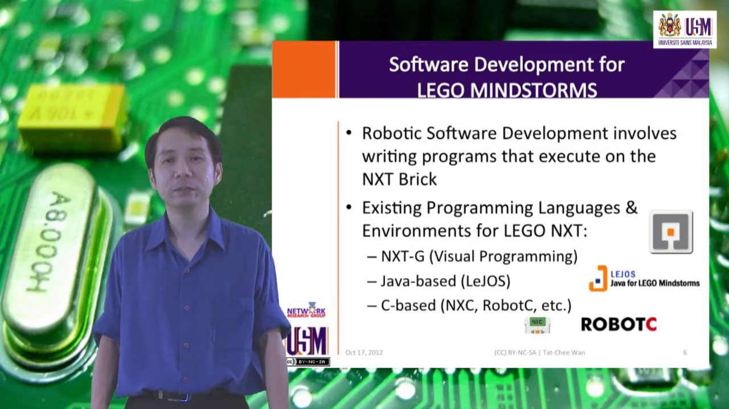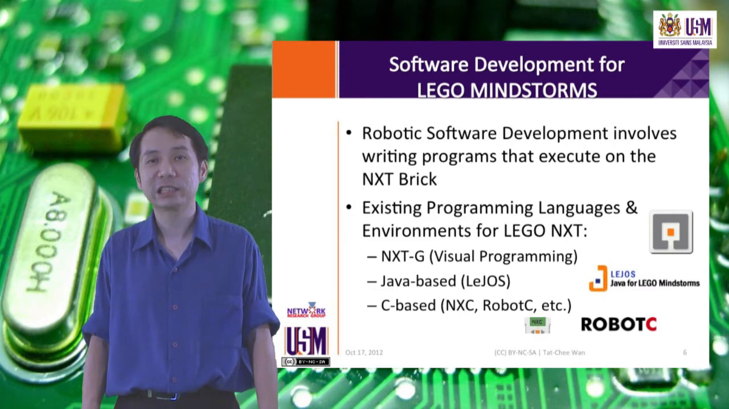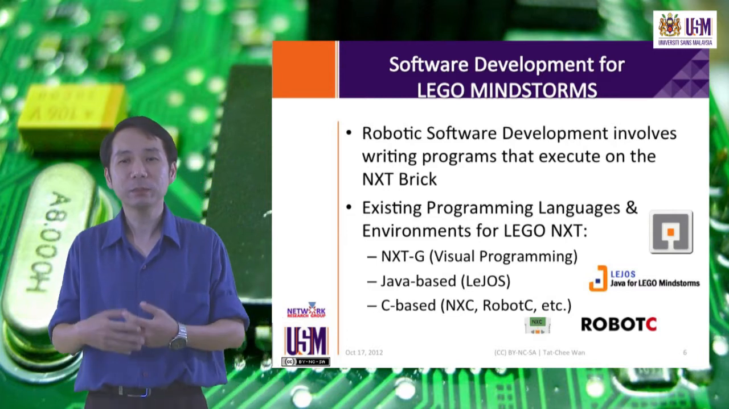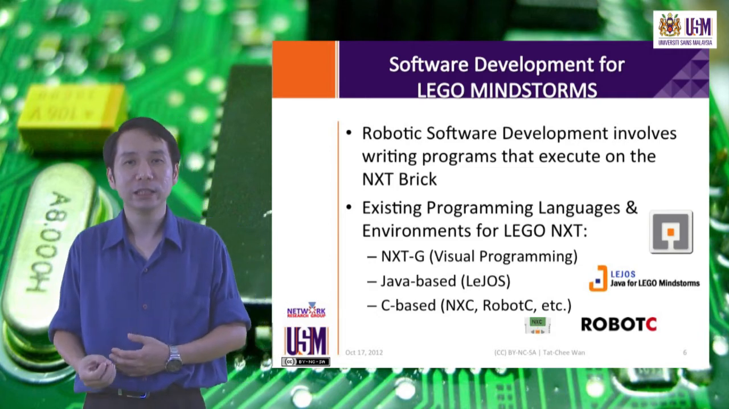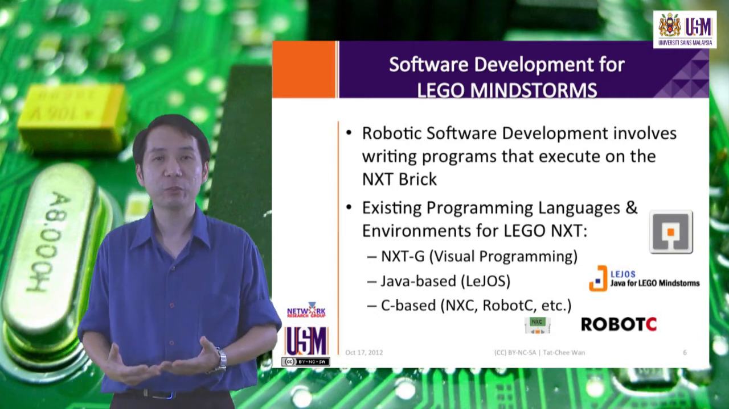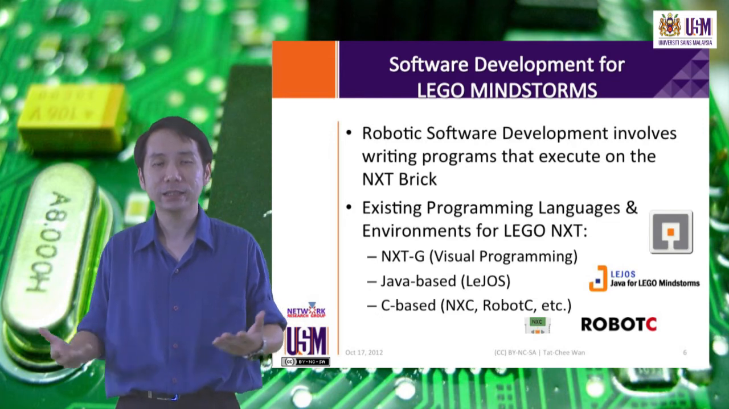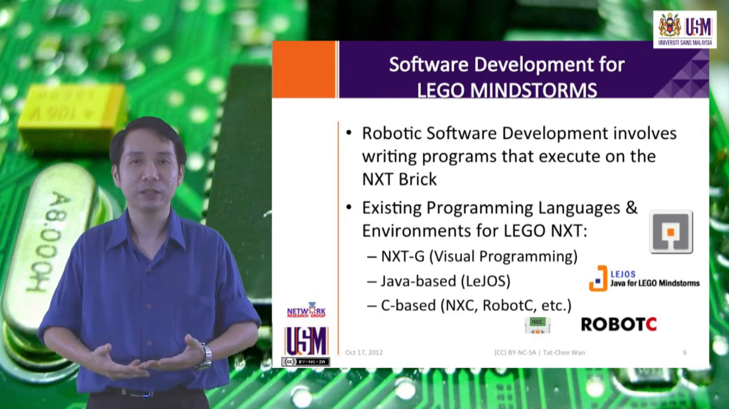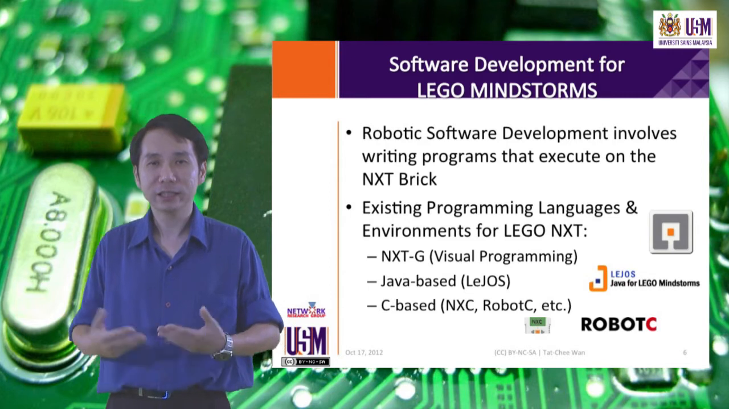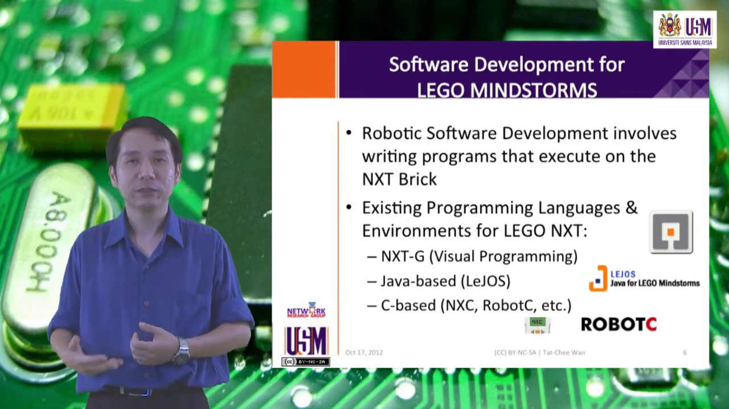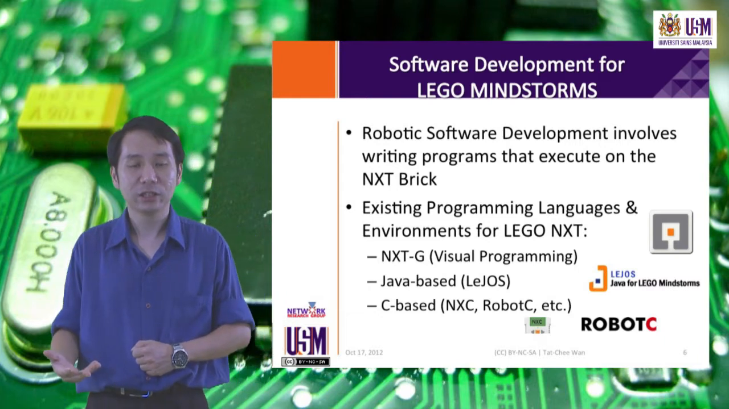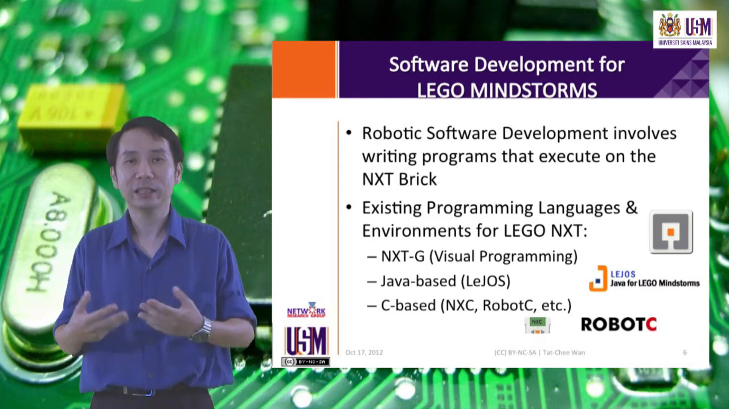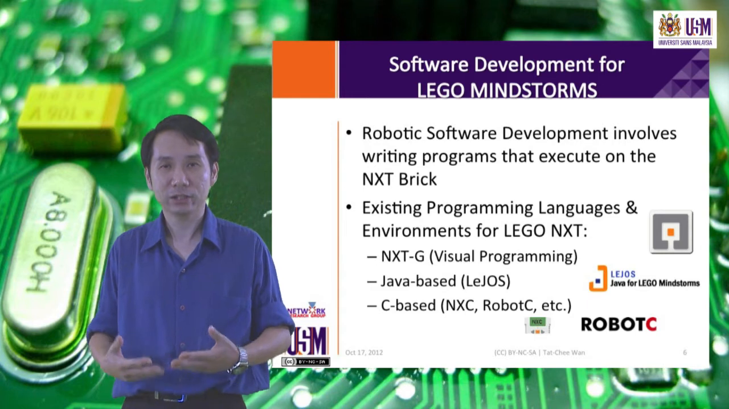Robotic software development involves writing programs that execute on the NXT brick. Existing programming languages and environments for the LEGO NXT include the default NXT-G visual programming environment. This is something that comes as part of the Mindstorms kit. Alternatively, third-party firmware provides Java, such as found in leJOS, or C, such as found in NXC, RobotC, and so on.